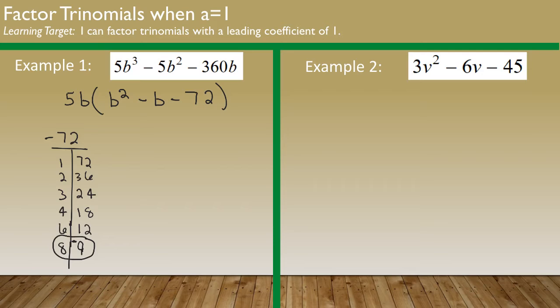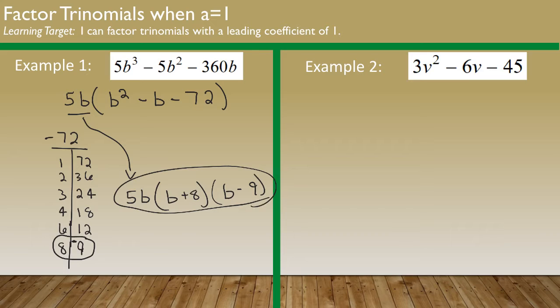So my final answer, make sure you pull this 5b down. So I've got 5b, and then b plus 8 and b minus 9 are the factors of this thing. We must include everything. So this must multiply back together to make the original, which this does.